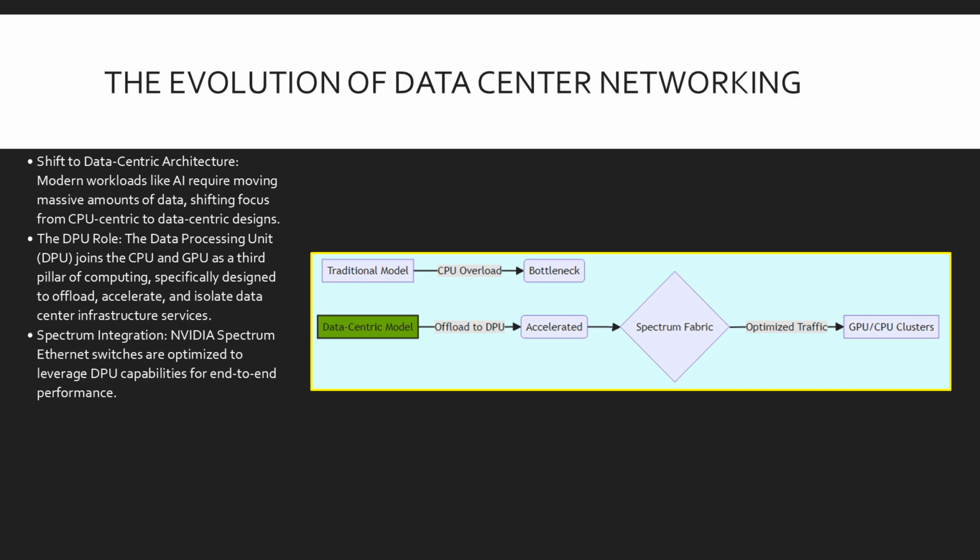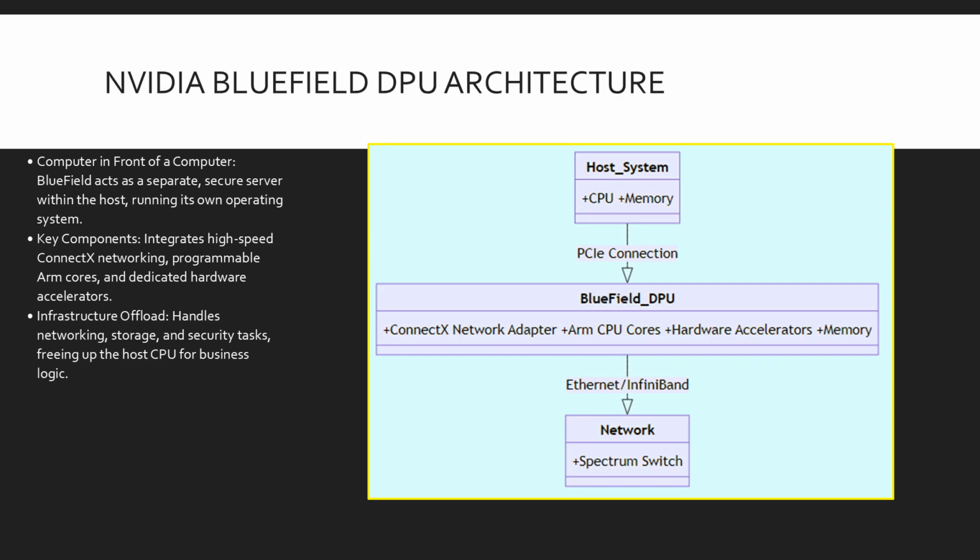This flowchart compares the traditional model to the modern data-centric model. On the top path, you see how relying solely on the CPU leads to bottlenecks as network speeds increase. On the bottom path, we introduce the DPU. By offloading network functions to the DPU, we accelerate the entire system. The DPU then connects into the NVIDIA Spectrum fabric, ensuring that traffic flowing to your GPU and CPU clusters is optimized and efficient.